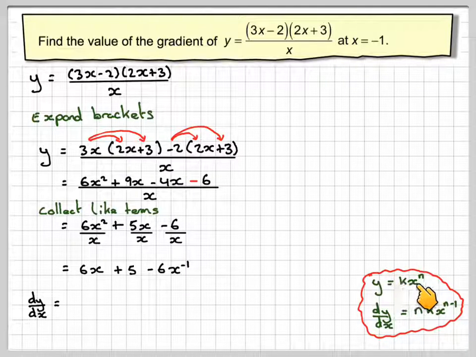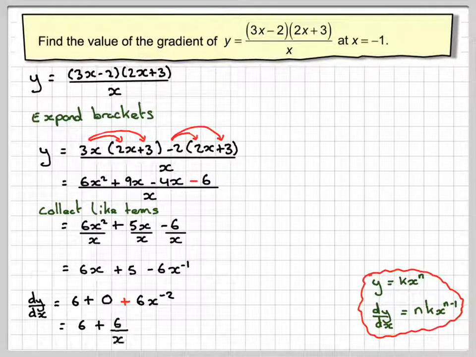So if y is equal to kx to the n, dy by dx is nkx to the n minus 1. So I'm now going to differentiate each of these terms individually. So differentiating 6x squared from before gives me 12x. If I differentiate a constant, I get 0. You don't necessarily have to write that in. And then bring that power down in front. We're going to get plus 6x, and reducing the power by 1 gives minus 2. So that comes to 12x plus 6 over x squared, applying the rules of indices to that.